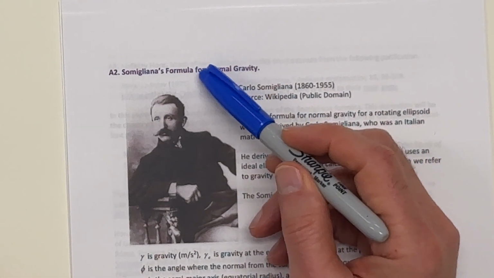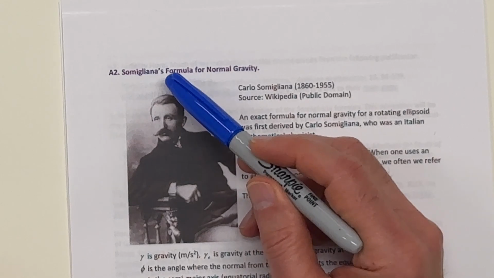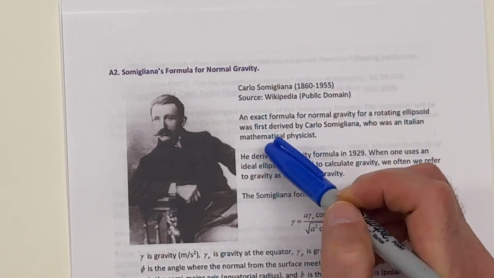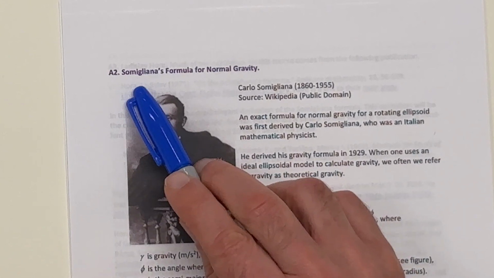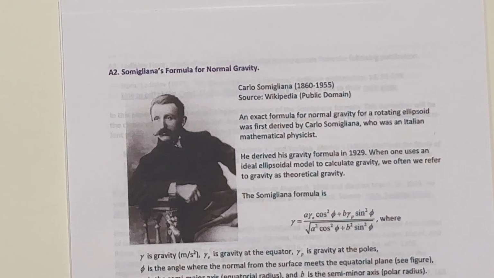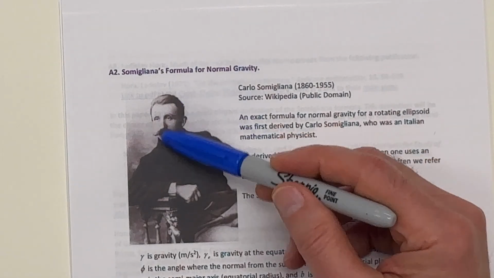Somigliana formula. Now, Somigliana, it's kind of like the word lasagna where the G is silent. Somigliana, just imagine the G not even being there. Somigliana's formula for normal gravity, they write it out for you here.